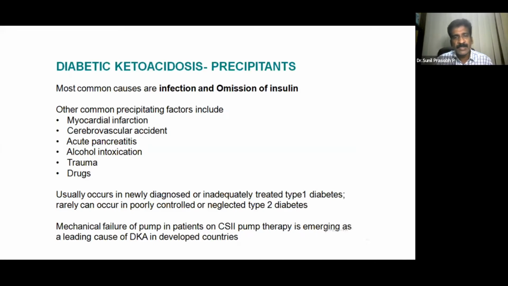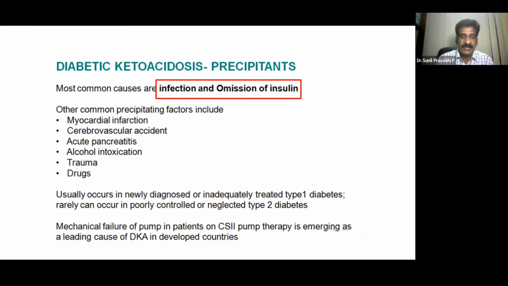Now, if you look at the precipitants of diabetic ketoacidosis, infection and omission of insulin are the most important precipitants. The common precipitating factors include myocardial infarction, cerebrovascular accident, pancreatitis, alcohol intoxication, trauma, drugs. So all these, along with infections, are the common precipitating factors.